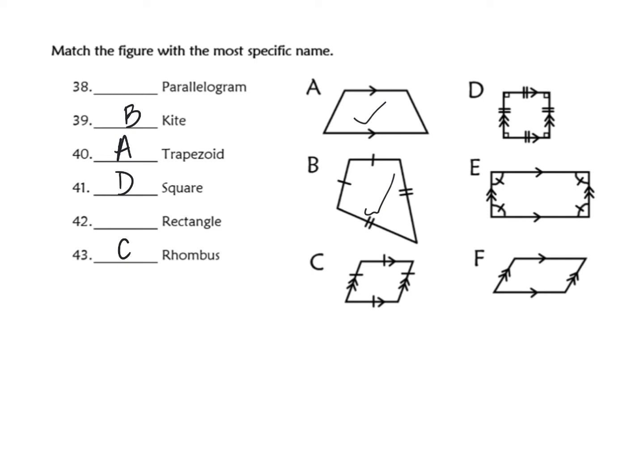Then that leaves E and F. So E has 4 congruent angles. That has to be a rectangle. And then F has to be my parallelogram.